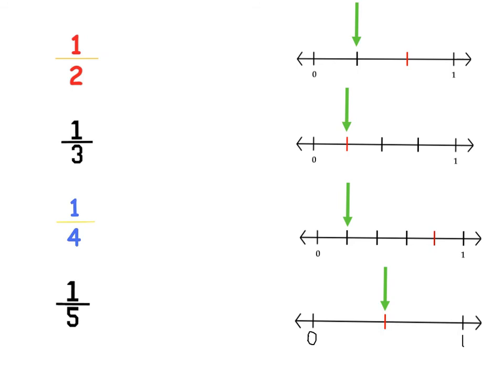So 1/2, we know that 1/2 is when we break the space between 0 and 1 into 2 equal parts. So which of the number lines have shown that the space between 0 and 1 has been broken into 2 equal parts? So did you say that 1/2 would look like this number line? You would be right, because the space between 0 and 1 has been broken into 2 equal parts.